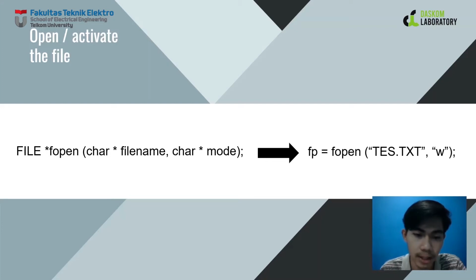The general form is like this: FILE asterisk fopen, file name, mode. An example: fp equals fopen, test.txt, w. The fp is the file pointer, fopen is the command to open the file, test.txt is the file we are going to process, and w is the mode of the process. After this, I will explain what the modes are in sequential files.